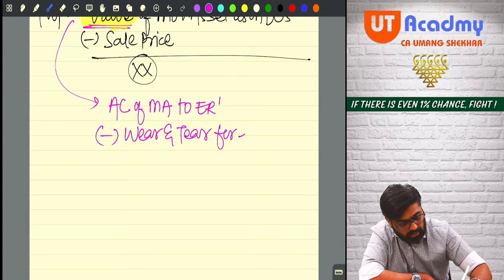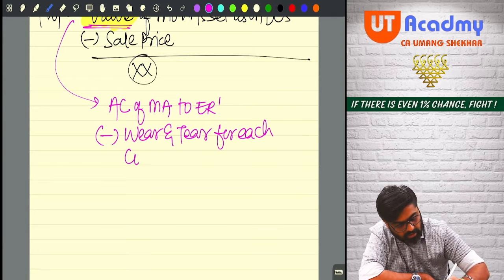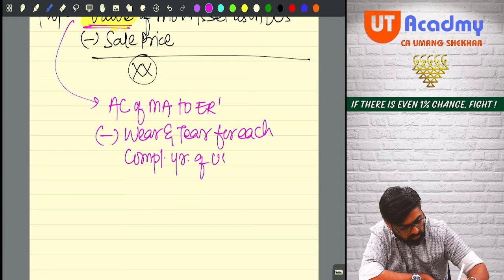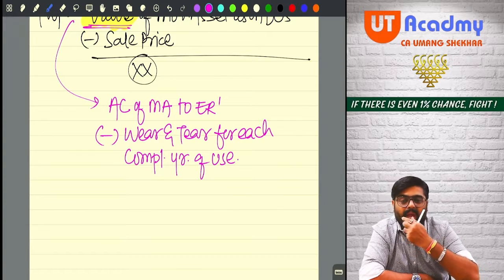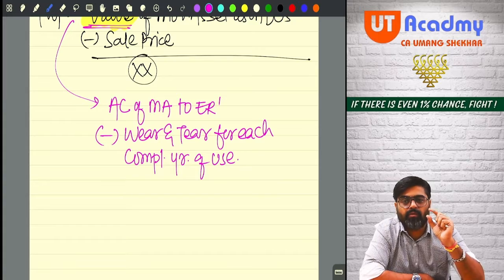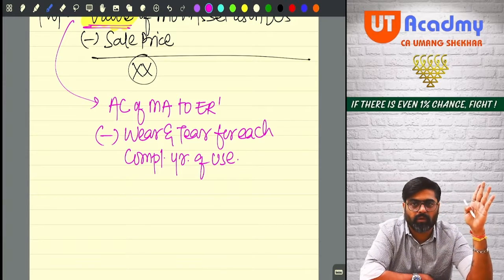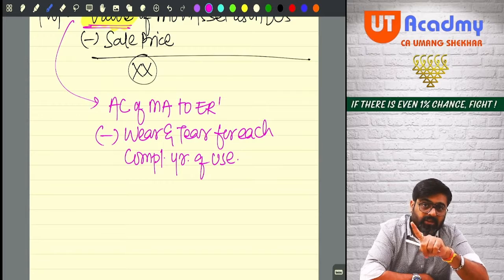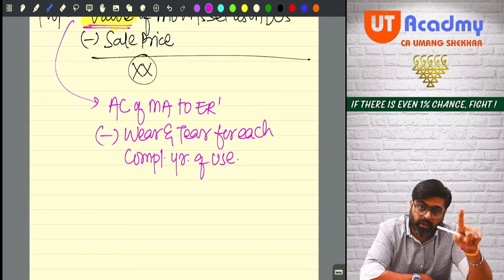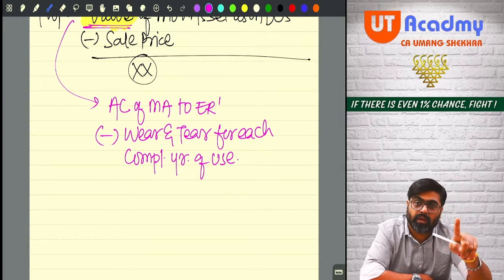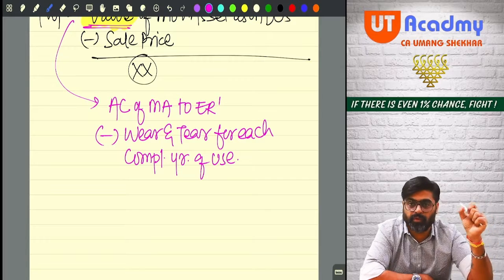And this will be for each completed year of what? Use. Any year, any fraction of the year of use will be ignored. Wear and tear, meaning this depreciation will be allowed to be reduced only for completed years of use.